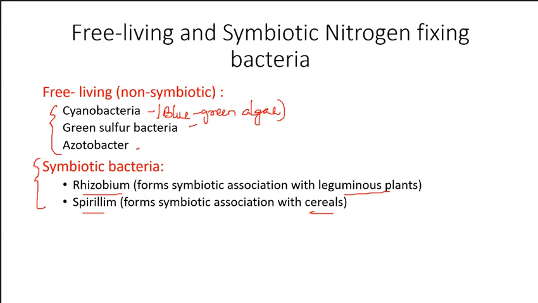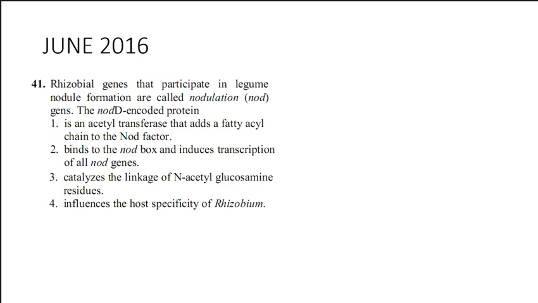Now we'll solve some CSIR NET questions. In June 2016, it came that rhizobial genes that participate in legume nodule formation are called nodulation genes. The NOD D encoded protein, we already discussed. It is an acetyl transferase? NOD A was the acetyl transferase. So this is wrong. We have to find the correct answer.